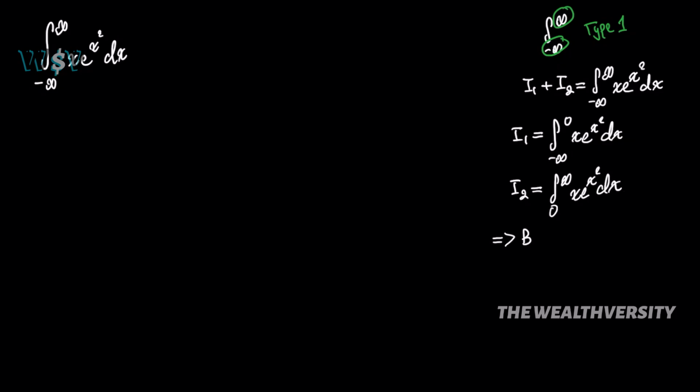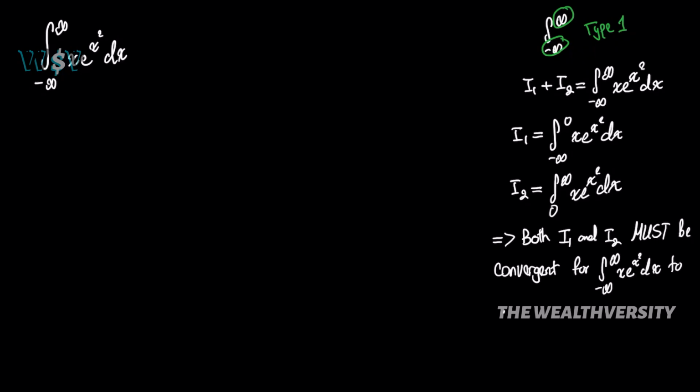All we did was just split the interval in half, but x times e to the x squared stays the same. For the integral to be convergent, both integral 1 and integral 2 have to converge. If one of them diverges, then the whole integral diverges. Let's start by evaluating integral 1. You can also start by integral 2. It doesn't matter which one you start with.